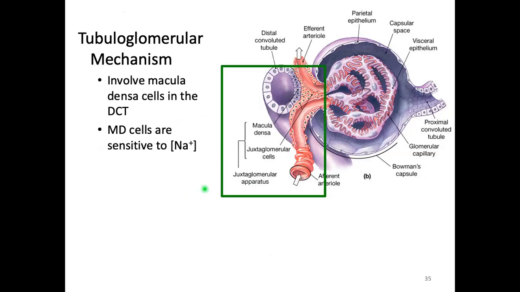Let me explain this. So your nephron, if you go to the Bowman's capsule, and then the proximal convoluted tubule, and then your loop of Henle goes down, and then you have your distal convoluted tubule. The distal convoluted tubule is right up against the juxtaglomerular apparatus, which is between the afferent and efferent arteriole.